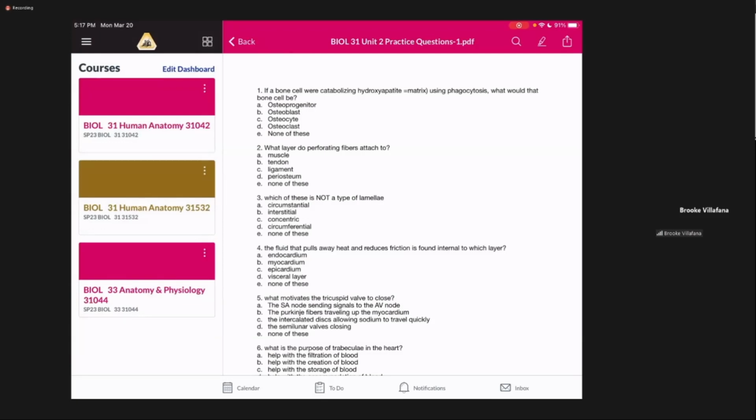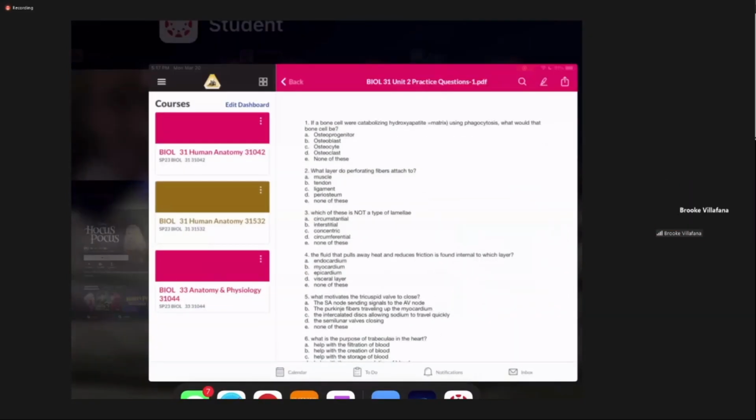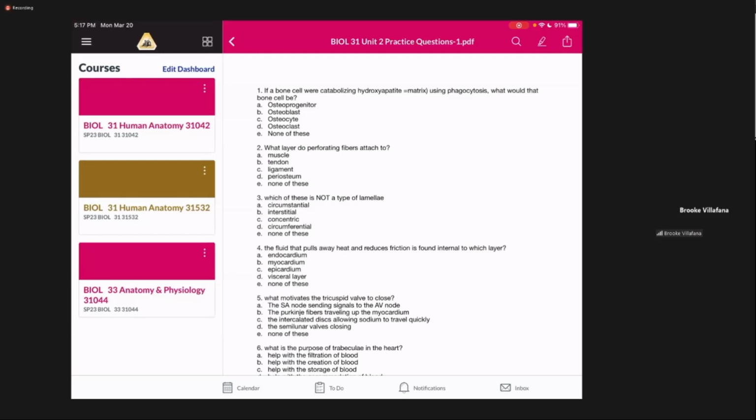Okay, here we go. So if a bone cell were catabolizing hydroxyapatite or matrix using phagocytosis, what would that bone cell be? Good. Everybody's saying osteoclast, right? Because the osteoclast catabolizes matrix. All right, what about number 2?